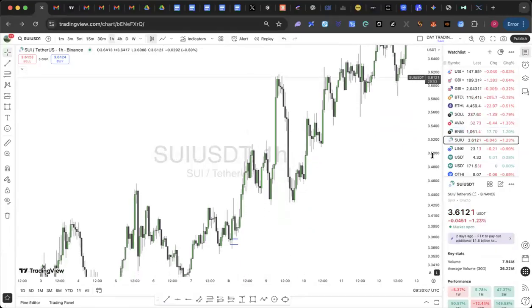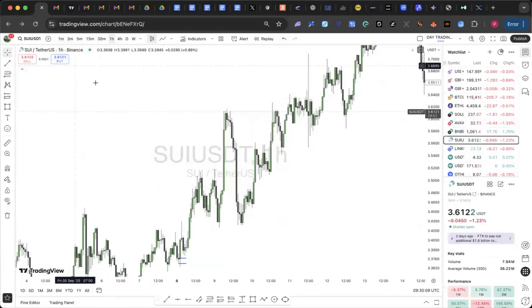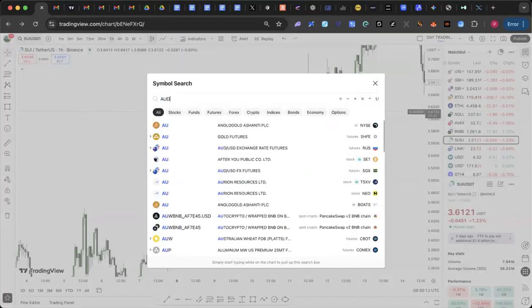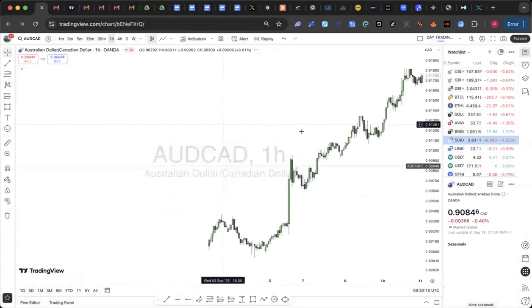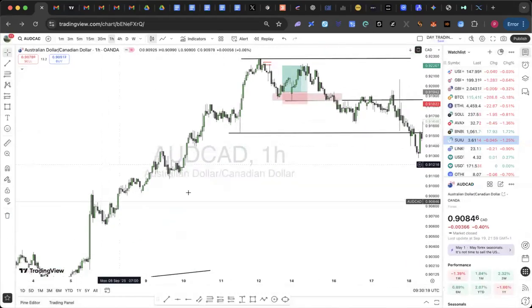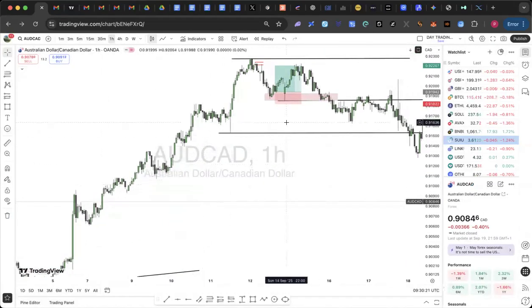Okay. Then it got squeezed out. AUD card. So you can see how trading is very simple, but we complicate it. Now, you can see in 4 hours, the market actually gave you what you wanted.